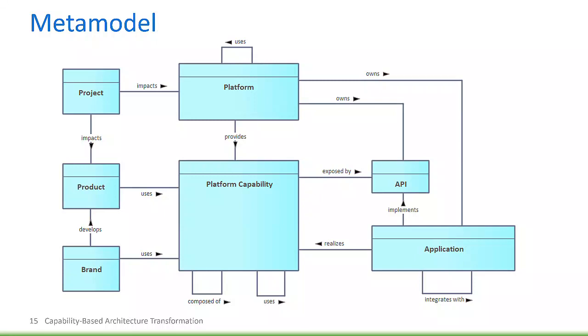Just real briefly on the right, the whole idea, as you may recall, is that a best practice is that a platform's capabilities should be exposed through a set of APIs. Those APIs are implemented by software applications that can be thought of as implementing or realizing those platform capabilities. And then, of course, all of these applications, both within a particular platform and across platforms and into the different brands' products, were integrated with one another.